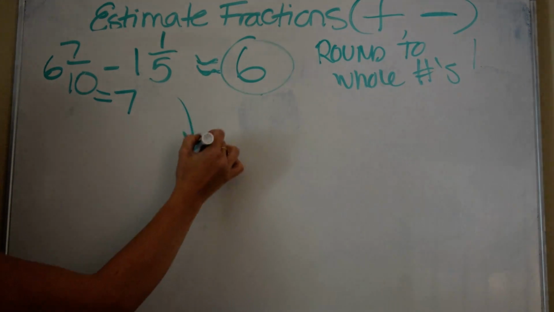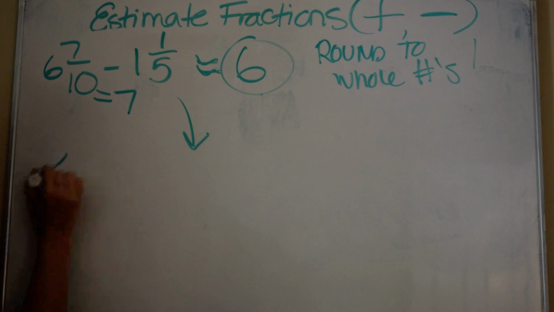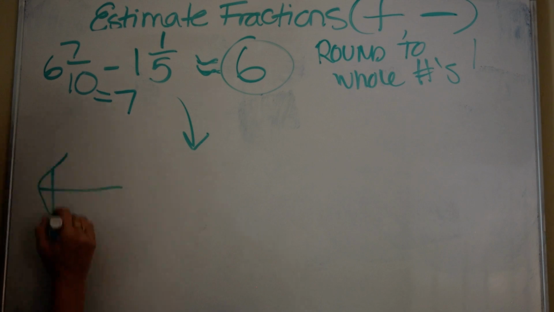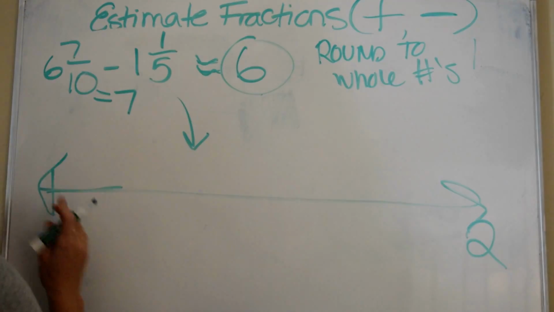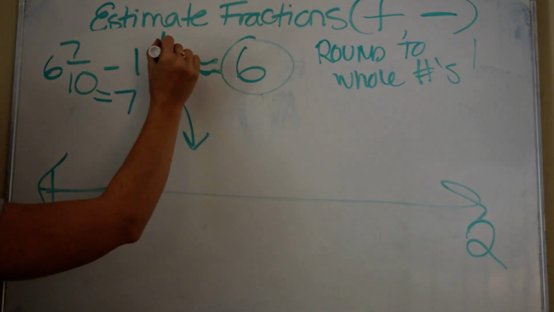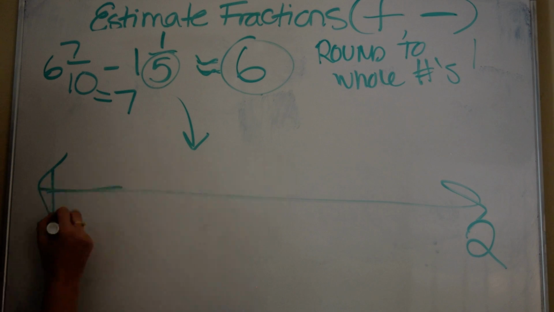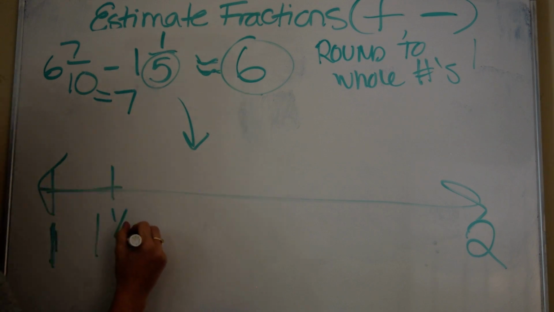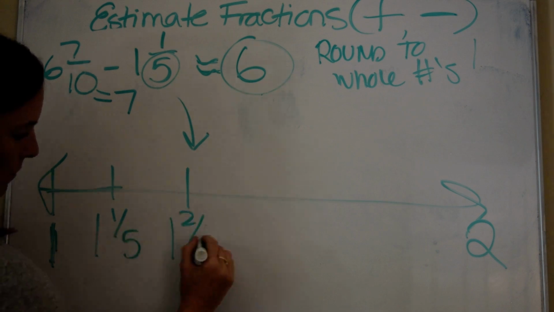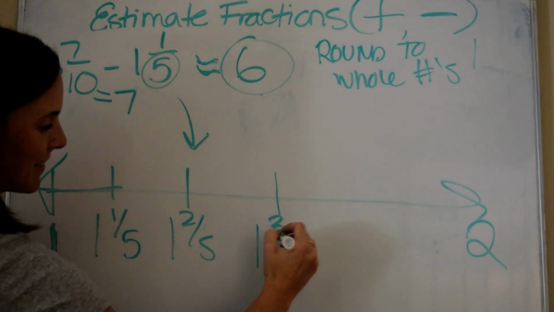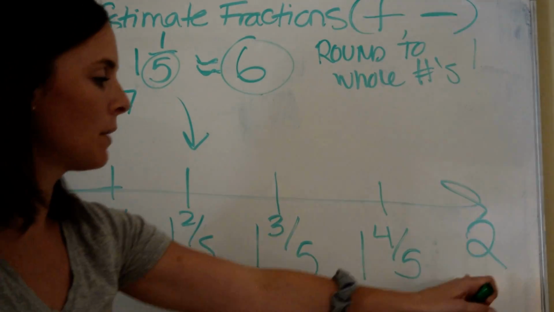So I'm now going to see what 1 1/5 rounds to. So I have a 1 at the left part, 1 whole. What would be down here? It would be a 2, because that would be the next whole. Now in between, I have fifths, because my denominator is a 5. So you need to break this up into fifths, so that would be 1, and then I'd have 1 1/5, 1 2/5, 1 3/5, 1 4/5.